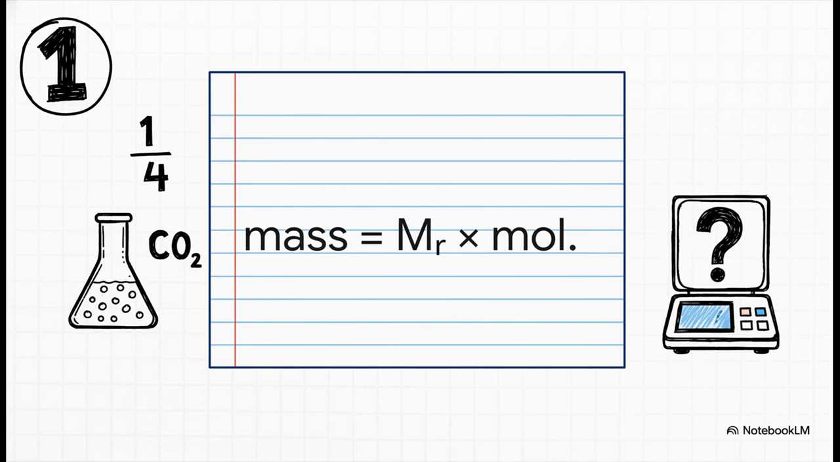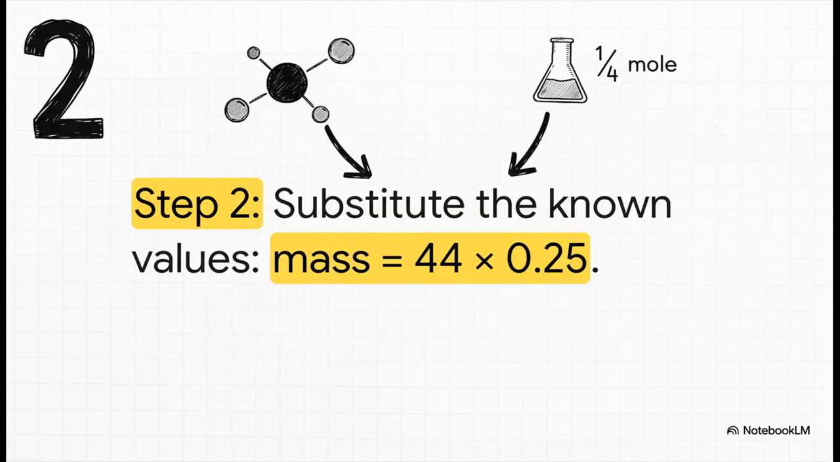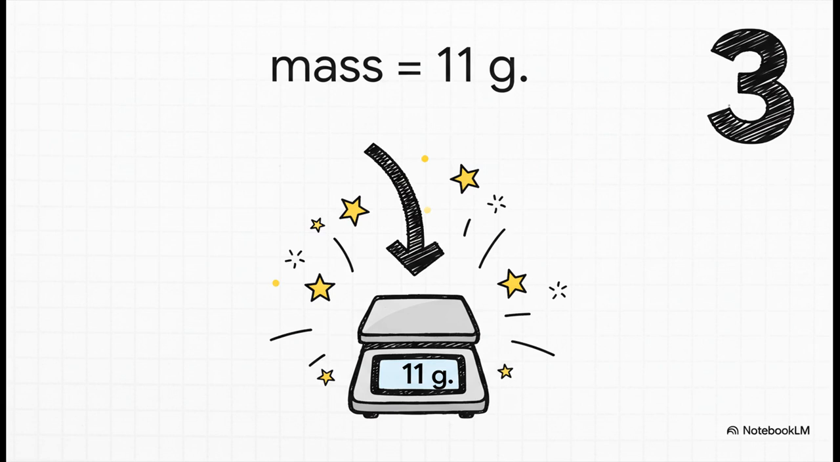All right, let's try a quick example. Let's say we need to find the mass of a quarter of a mole of carbon dioxide. First things first, we just write down our formula. Mass equals Mr times moles. Okay, step 2, we just plug in the numbers. The relative formula mass for carbon dioxide is 44. So we just pop that and our 0.25 moles right into the equation. And finally, we do the math. 44 times a quarter is, of course, 11.